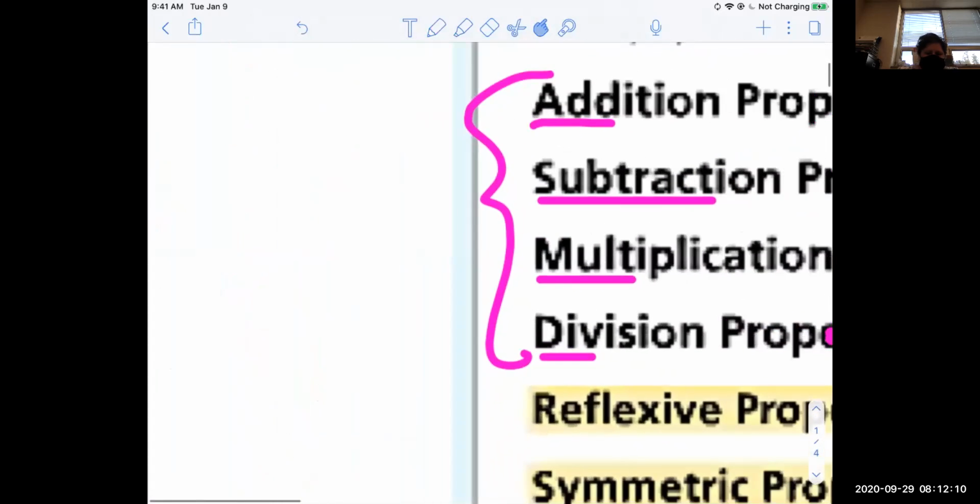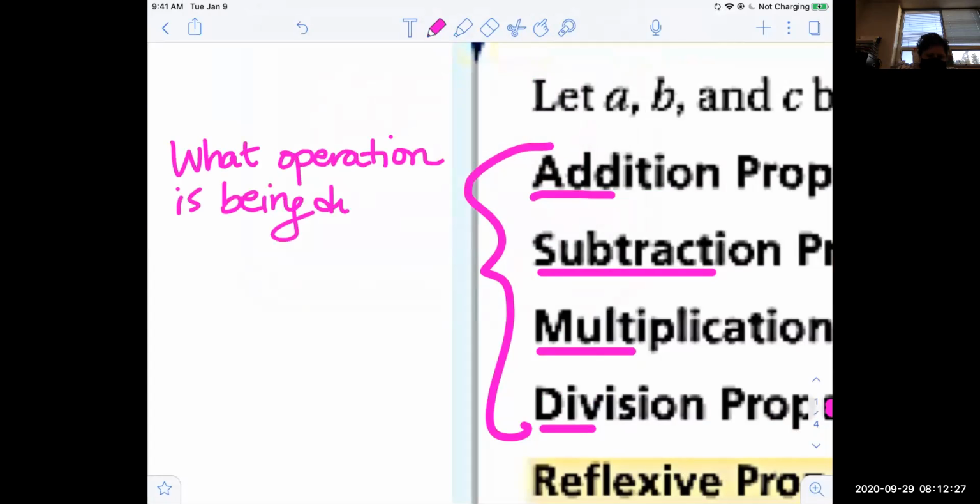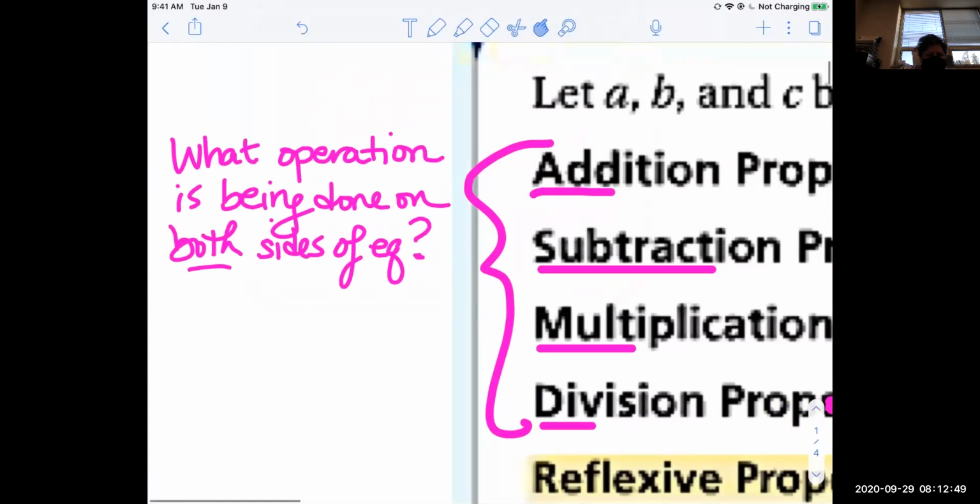For the operation ones, you identify those by what operation is being done on both sides of the equation. So you're adding 5 on both sides, or subtracting 18 on both sides. You're multiplying both sides by 2x. You're dividing both sides by 27. Something that you're doing on both sides of the equation.